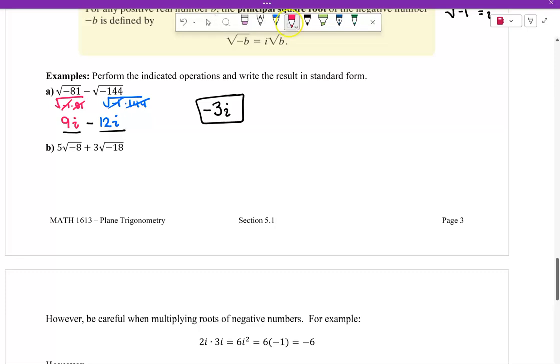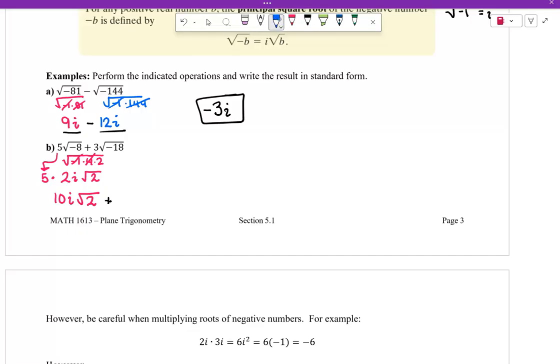Okay, so let's look at the next one. So we got a little bit more in there. So let's see. We got the negative, and we have an 8. Can 8 be divided by a perfect square? And the answer to that is yes. It's 4 times 2. Okay? So the square root of 4 is 2. Square root of negative 1 is i. And the 2 is left on the inside. But we had a 5 on the outside. So 5 times 2i is 10i square root of 2. Want to go ahead and drop my plus sign.